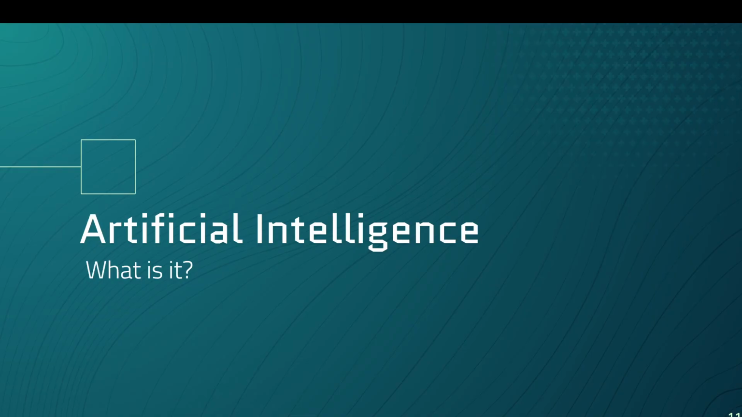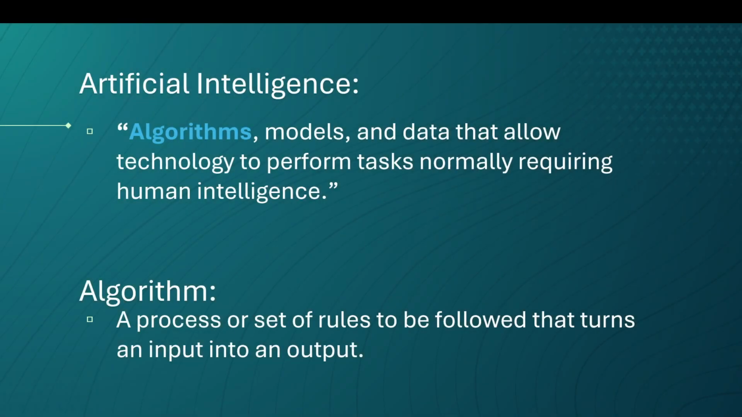Okay, so let's start talking about what is artificial intelligence first. There's a couple of key terms here. Artificial intelligence is just algorithms or models and data that allow technology to perform some human task. Something that is similar to human intelligence, things like problem solving, things like human cognitive tasks.